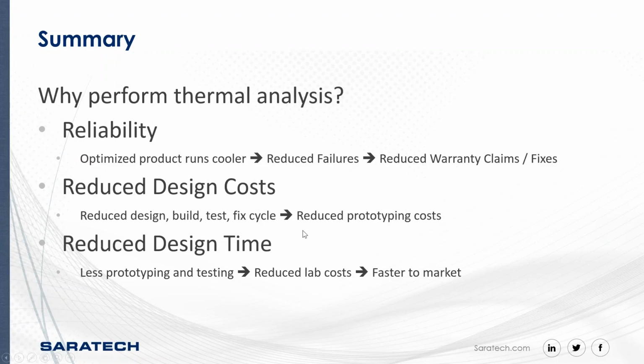And reduced respins means reduced prototyping costs. You're not sending off tooling or prototyping manufacturing costs by getting the design right. You're doing maybe 2 prototype runs rather than 10 or 15. And then finally, reduced design time. So again, this is linked to the one before, but if you're doing less prototyping and testing, then you're going to reduce your lab costs, and you're also going to be faster to market. So that's really the ROI of why people perform electronics flow and thermal analysis, to understand how their product's going to perform, and you can recoup the cost of the software by looking at these ROI points.